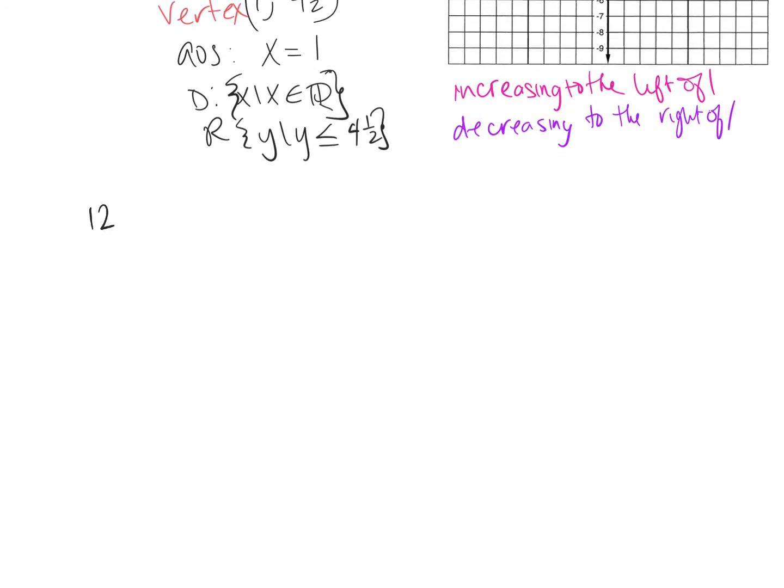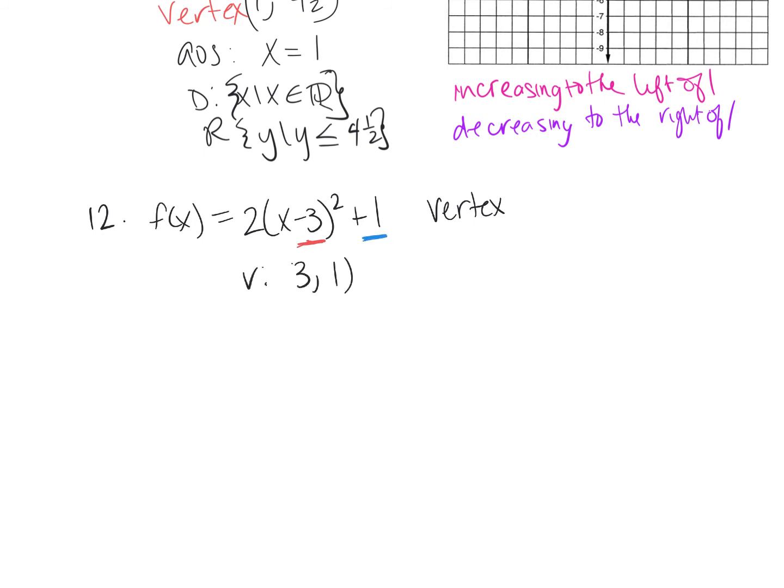Number 12 is f of x equals 2 times (x minus 3) squared plus 1. This is our vertex form, so my vertex is (h, k). So my vertex is 3, 1.